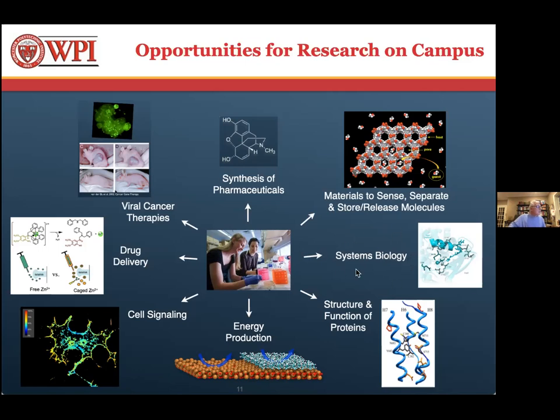We have groups that work in system biology, who investigate structure and function of proteins. We have a physical chemistry group which works in the area of photovoltaics and energy production. Several groups are working in cell signaling. What you see here on the left is drug delivery. Again, several groups are working on that.